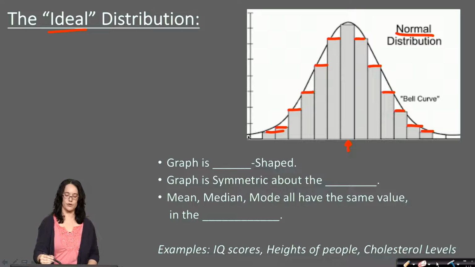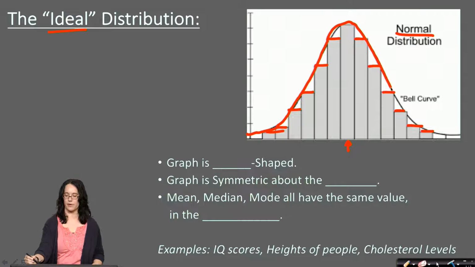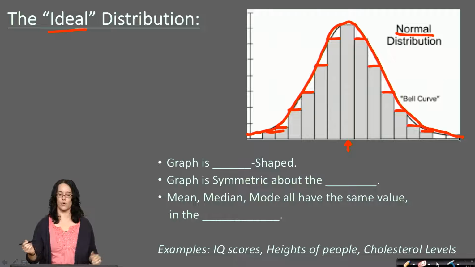And then if you were to draw your curve that is connecting the top left corner of each bar here, and then on the other side, the right corner of each bar, you would end up getting what we call a normal or bell-shaped curve, okay?